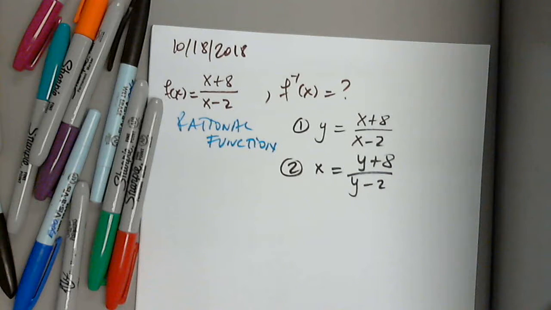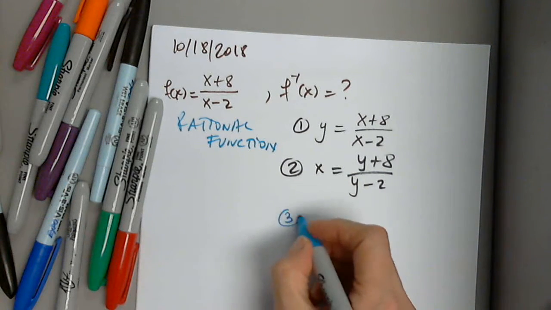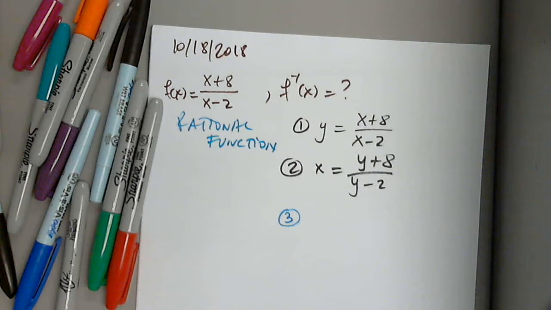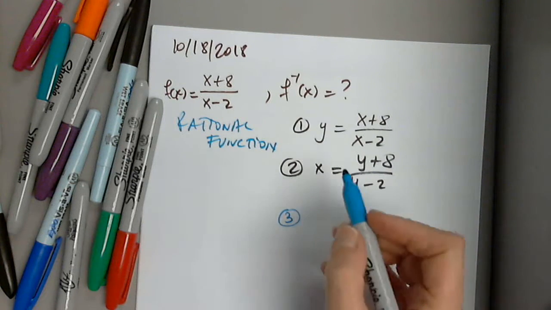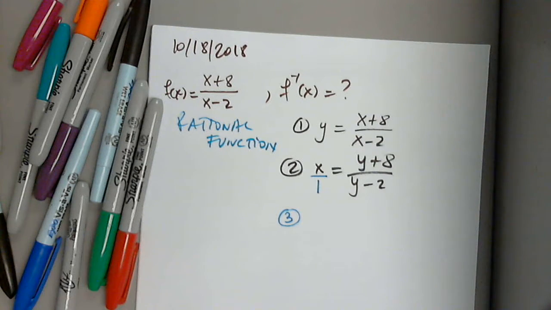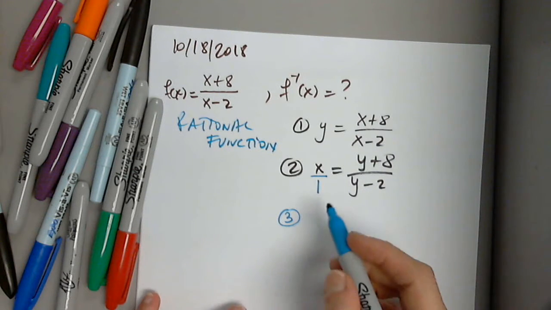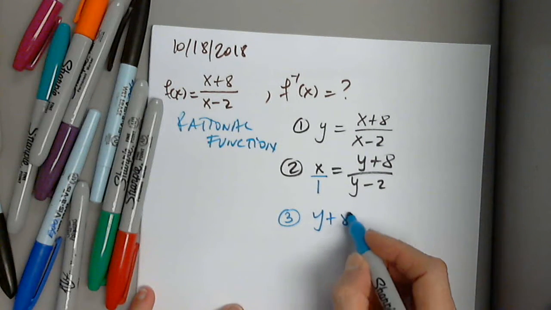Perfect. In step 3, I'm going to give you a little hint, and you will know how to solve this. Here's my hint. That's my hint in blue. What is that? What am I saying to you? Exactly. It's a proportion. So, the left-hand side, what would you write? Y plus 8 is the left-hand side.